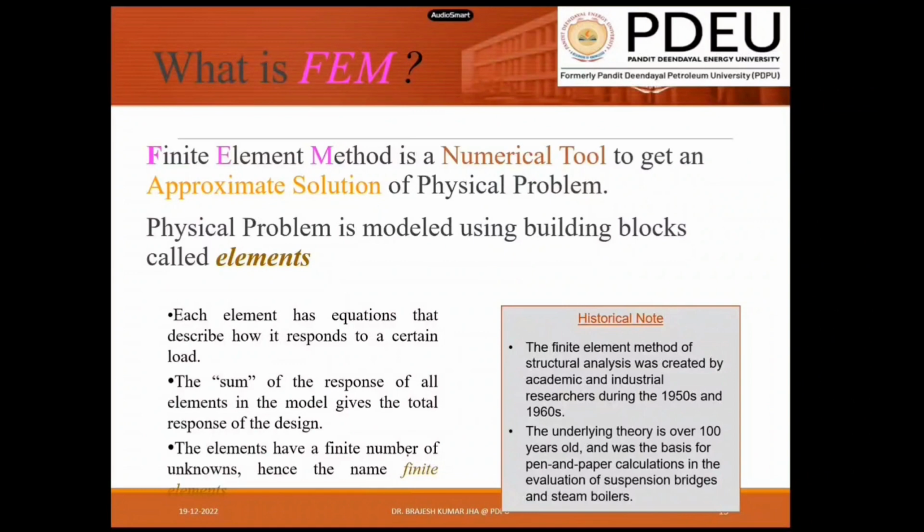The finite element method of structural analysis was created by academic and industrial researchers during the 1950s and 1960s. This is all about the history of the finite element method.